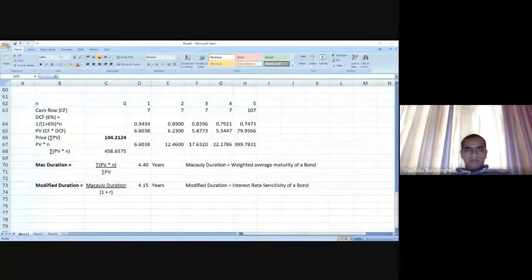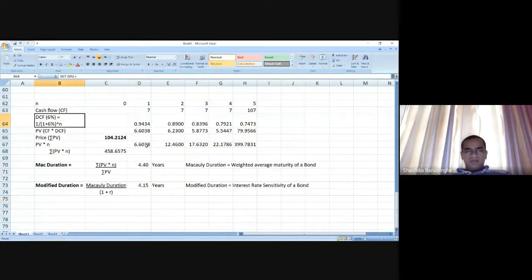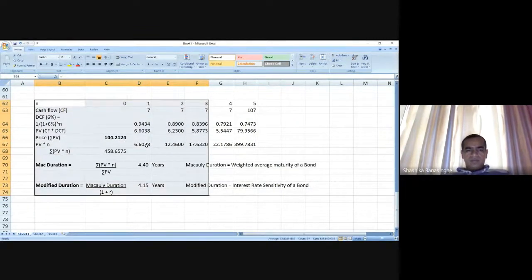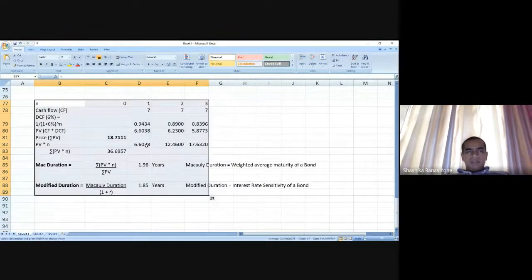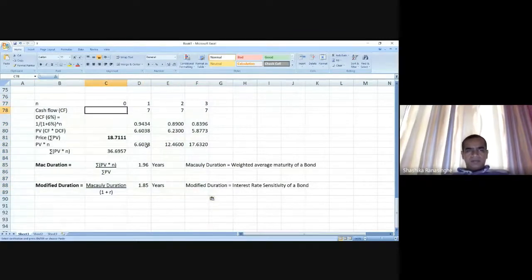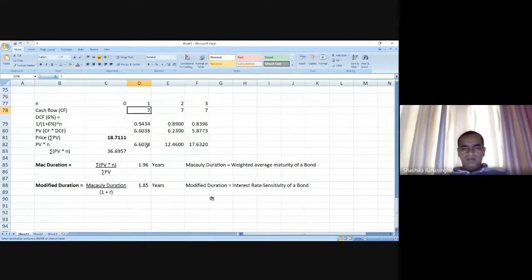First one is a 3-year bond which pays coupons of 8% and the yield to maturity is 10%. So it's a 3-year bond which pays a coupon of 8%, and yield to maturity 10%.